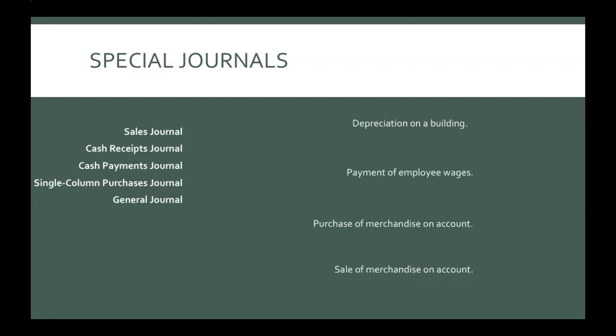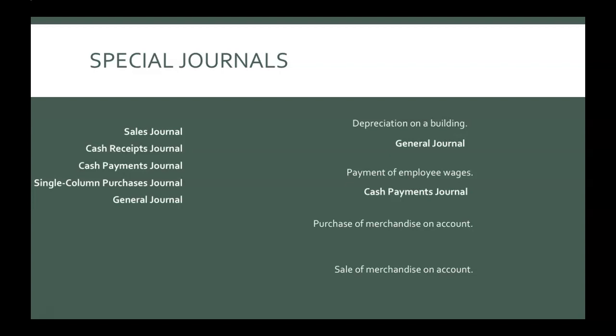Now, depreciation on a building. Well, if you recall earlier in the semester, you learned that depreciation is recorded in your adjusting entries, and adjusting entries are recorded in the general journal. Payment of employee wages. Well, if we are paying our employees, we're paying them with cash. So whenever we pay cash, it's recorded in the cash payments journal.